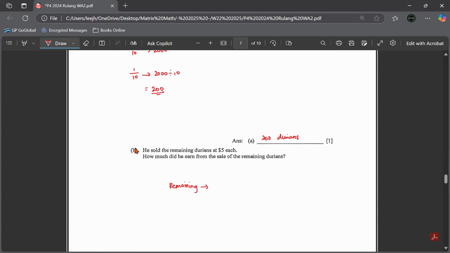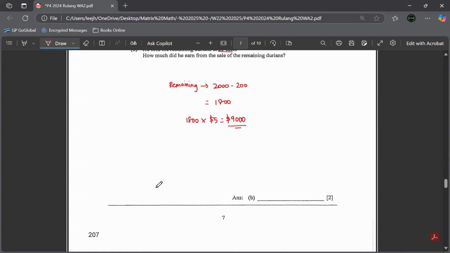Remain. So 2,000, you take away how many you throw away? 200. You're left with 1,800 durians. So these durians, he is going to sell them at $5 each. So you take 1,800 times $5. So the answer will be 8... Okay. Equal $9,000. So the sale he earned is just $9,000 here. So you write here. You have to write the dollar sign, please.